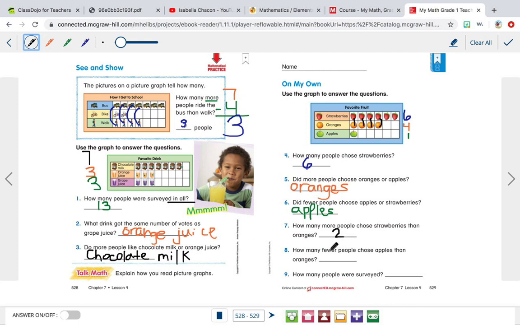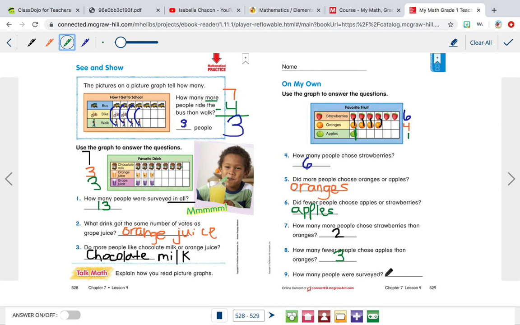Now we have number 8. How many fewer people chose apples than oranges? So here's apples and oranges. They're saying how many fewer people chose apples than oranges. So we're going to do the same thing. We're going to match these ones up. And then how many oranges are left? 1, 2, 3. So there are 3 oranges left. So 3 fewer people chose apples than oranges. We matched up this 1 apple and the 1 orange. Then we had 3 oranges left.